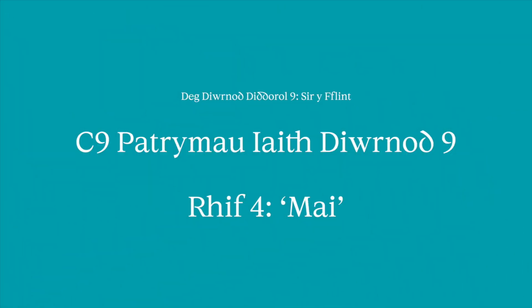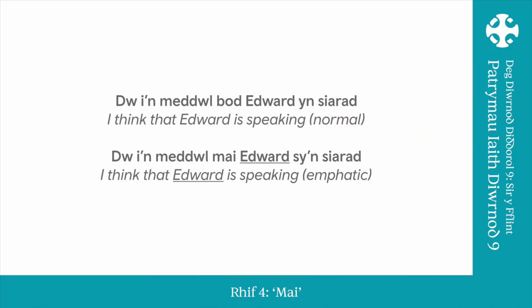Rhif 4. Mai. Emphatic clauses. We know that bod can go after words to mean that. For example, dwi'n meddwl bod y castell yn hyfryd. I think that the castle is lovely. We've looked at how we can move the subject, gorchwyl, to the front of the sentence for emphasis. Edward sy'n siarad. Emphasis on the fact that Edward is speaking, rather than someone else. If there is no emphasis, then the statement would be mae Edward yn siarad. However, when we are being specific about whom it is that is speaking, we would say Edward sy'n siarad.